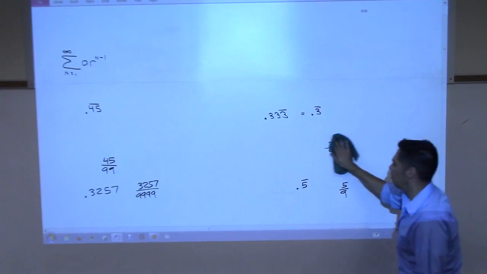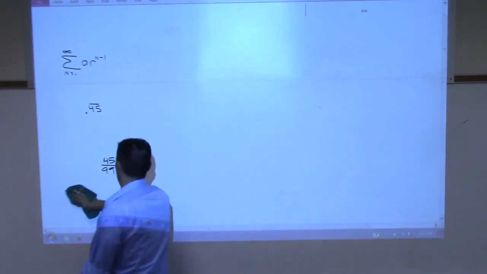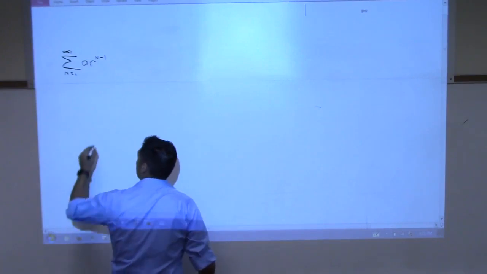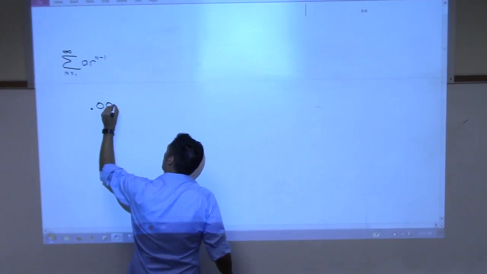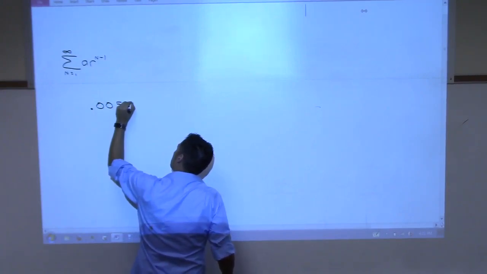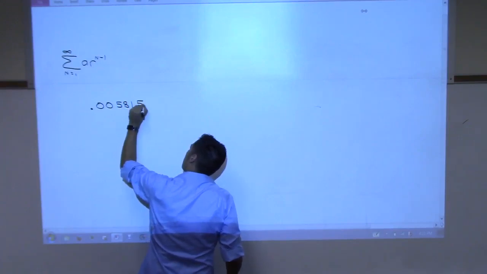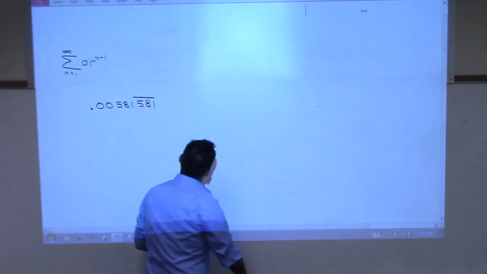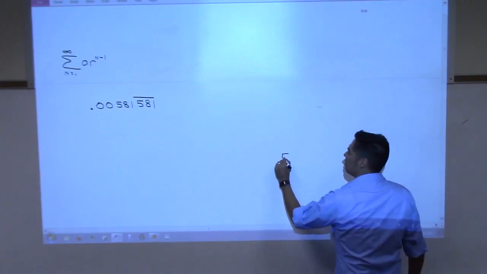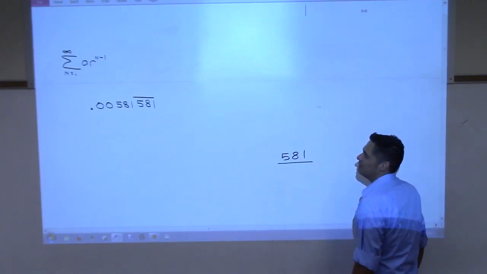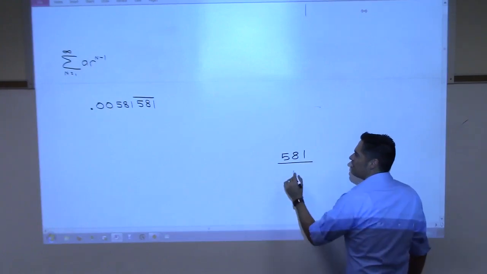So as a take-home bonus problem, to show you that we can still do some stuff that's more interesting, this would be due next class. What's the difference? 0.00, then 581, 581, 581 repeating. Your instinct right now might be to do what? Okay, 9's on the bottom, but how many of them?